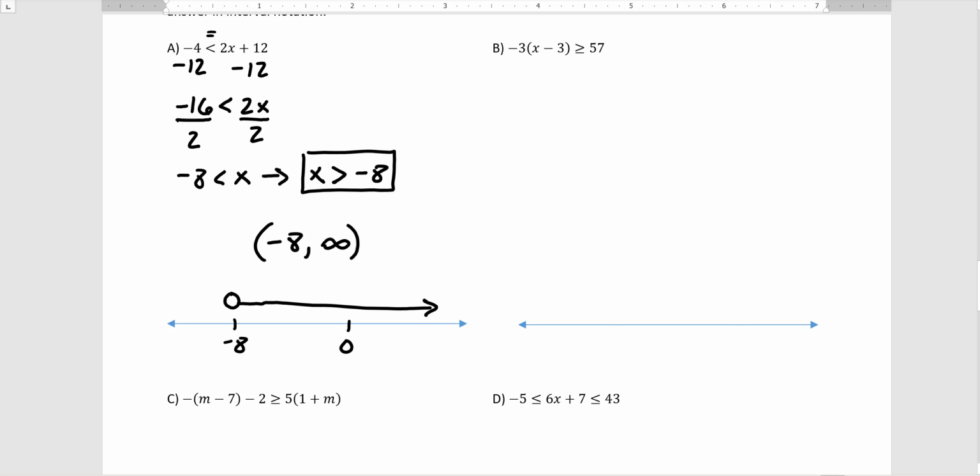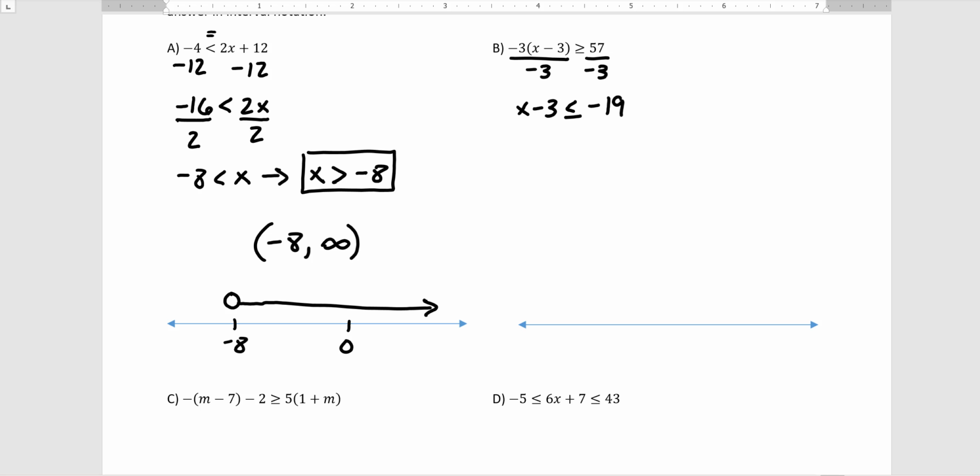Let's look at letter B now. First thing I'm going to do is let's just divide by negative 3 here. If I divide both sides by negative 3, notice, dividing by a negative, alarm should be going off in our head. All right, so I'm going to have x minus 3. Originally it was greater than or equal to, but since I divided by that negative, I'm flipping it. Now it needs to be less than or equal to. Now 57 divided by negative 3 is negative 19.